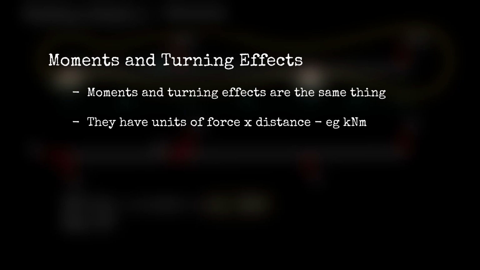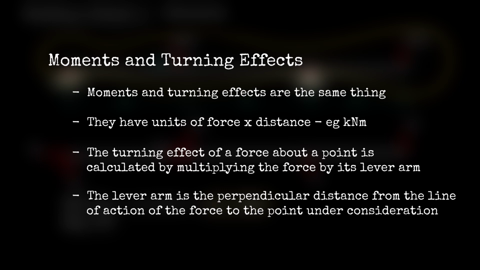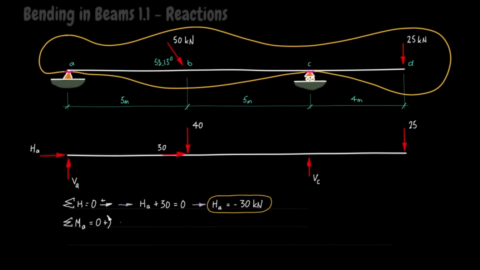And when summing turning effects, work systematically from one side of the structure to the other. That way, the chance of missing out a force is reduced. So, working from left to right, the first force that has a turning effect is the 40 kilonewton vertical force. First, write down the force, then multiply it by its lever arm, and finally add the sign indicating if the turning effect is clockwise or counterclockwise. And we do this for all forces.